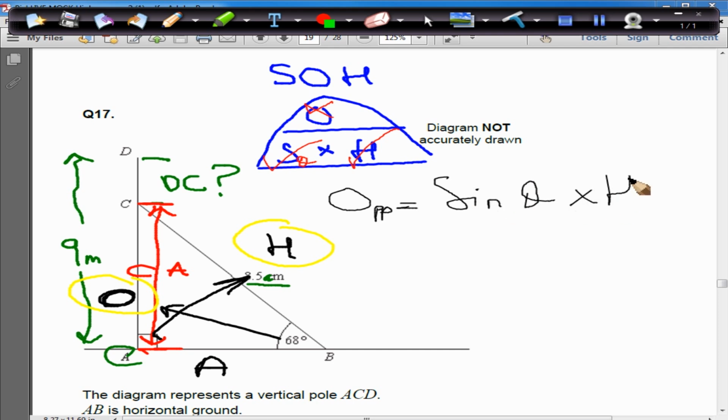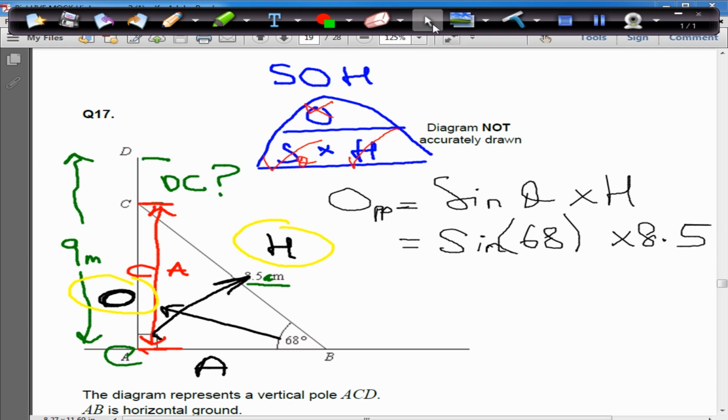multiplied by the, okay, who got this far? Behind him, you got this far? One person. Here this far. Okay, so let's do that then. So we have sine of the angle 68 degrees multiplied by the hypotenuse, which is 8.5 meters.